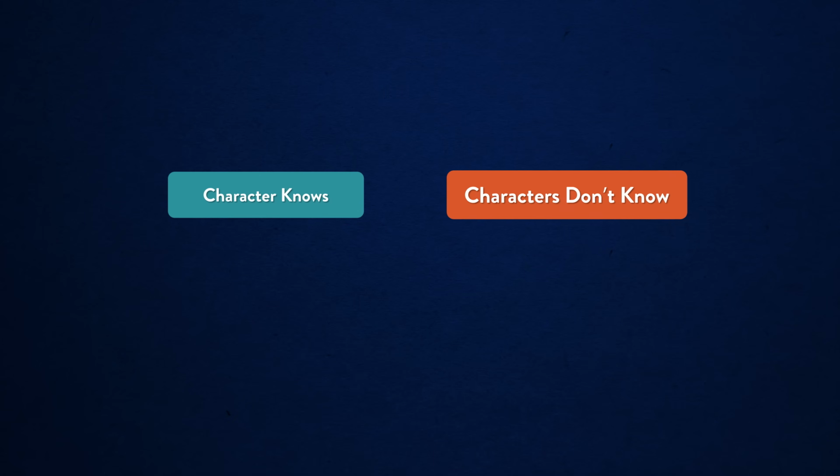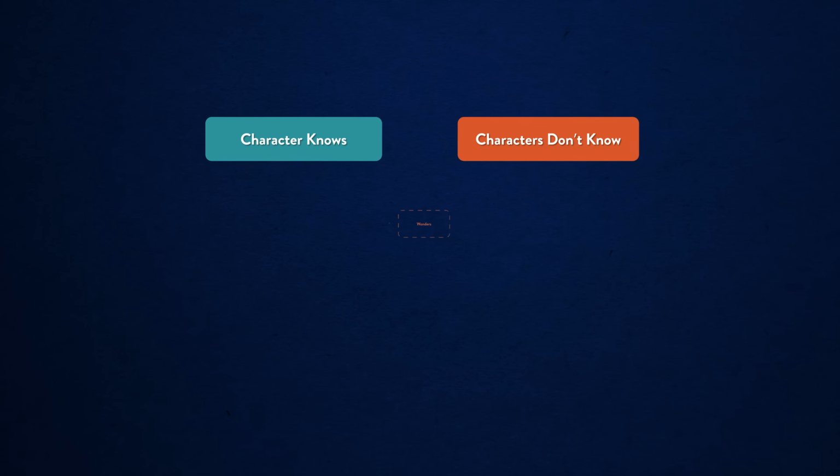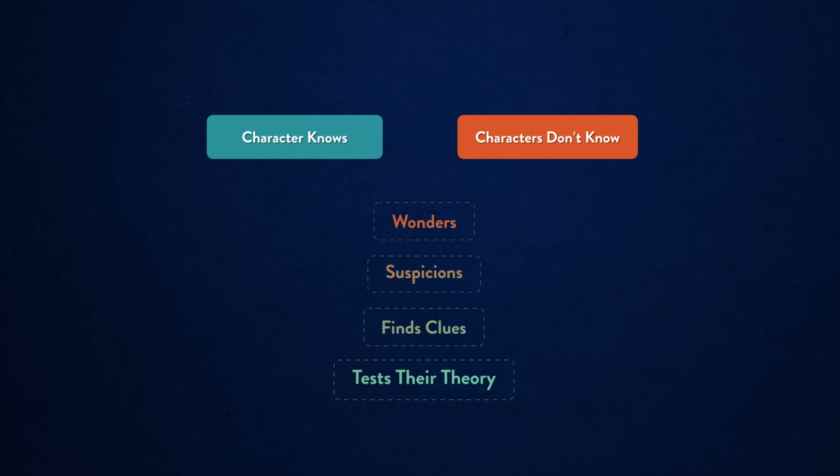But a second really useful strategy is to not think in binaries, like the character knows or they don't know. Instead, I want you to think in gradients, like they slowly start to have suspicions about one thing or another. And honestly, we see this in Gone Girl with Nick, and we also see it in The Departed, where there's like, wait a second, are you on the up and up?